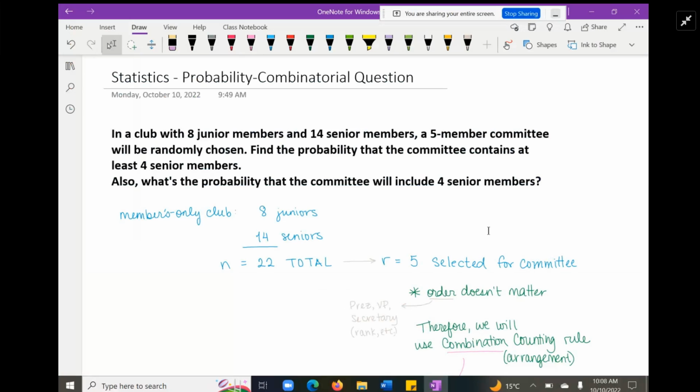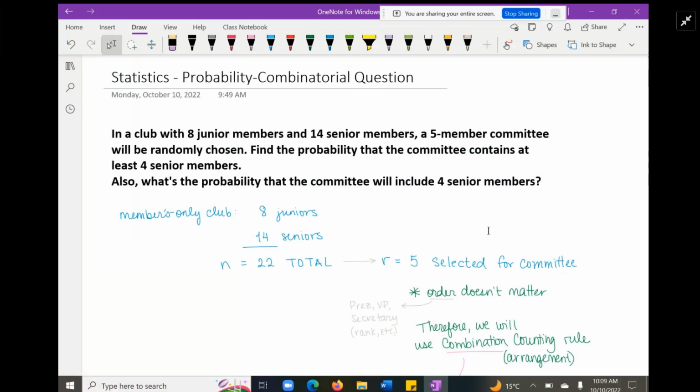So it reads, in a club with 8 junior members and 14 senior members, a 5-member committee will be randomly chosen. Find the probability that the committee contains at least 4 senior members. Now, of course, that's the first question, because the second part of the problem is then asking, also, what's the probability that the committee will include 4 senior members?